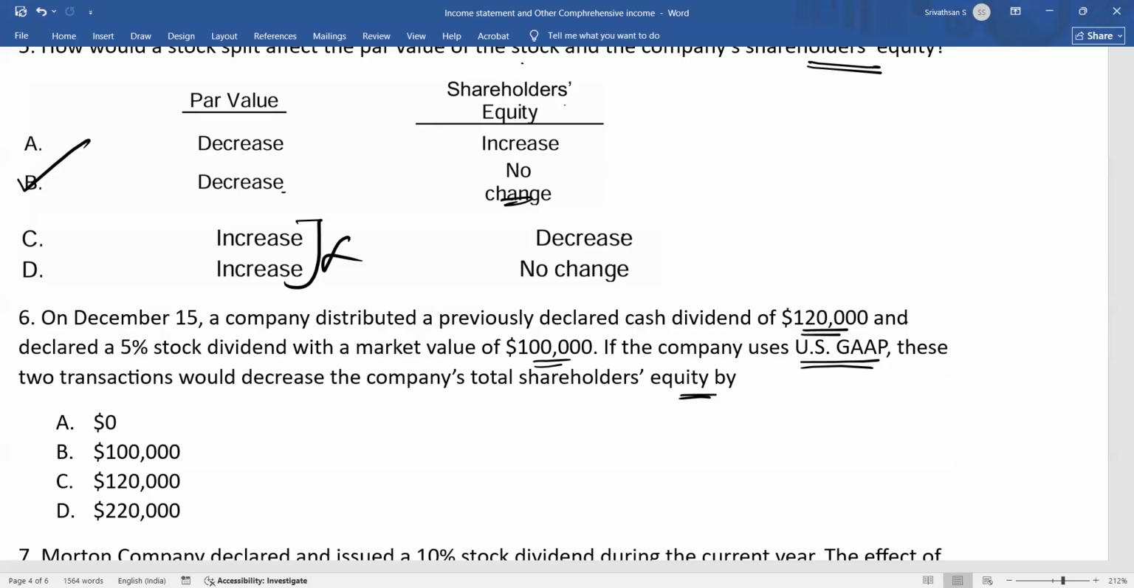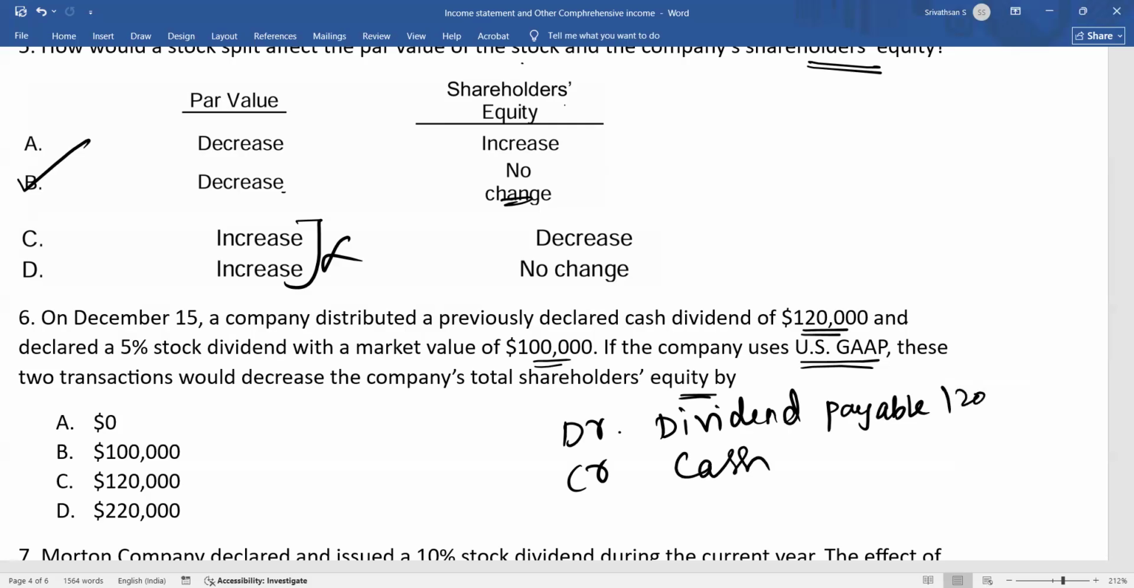So what is the journal entry we are going to pass? The journal entry will be debit dividend payable, because it is a distribution of dividend. We are not declaring dividend. On 15th December, the dividend is paid. So debit dividend payable and credit cash 1,20,000. So this journal entry is going to have no impact on the shareholders' equity. Why? Because liability is reduced and asset is reduced, right? There is no impact on the shareholders' equity. So as a result of cash dividend, there is no impact on shareholders' equity.